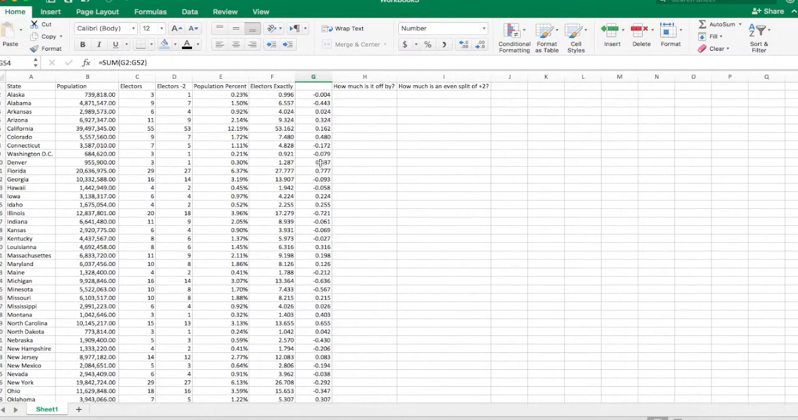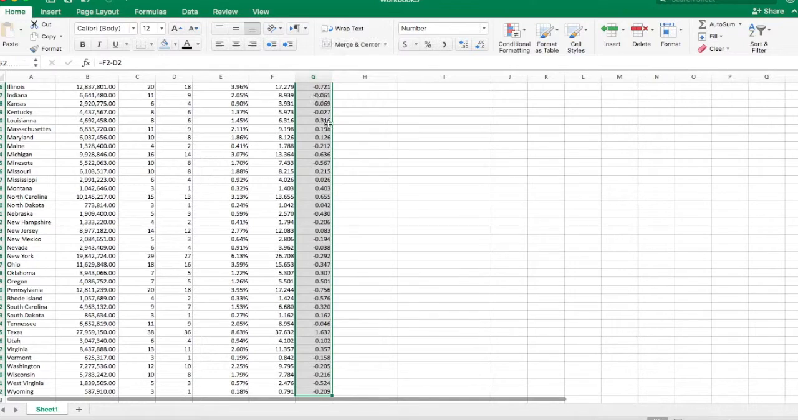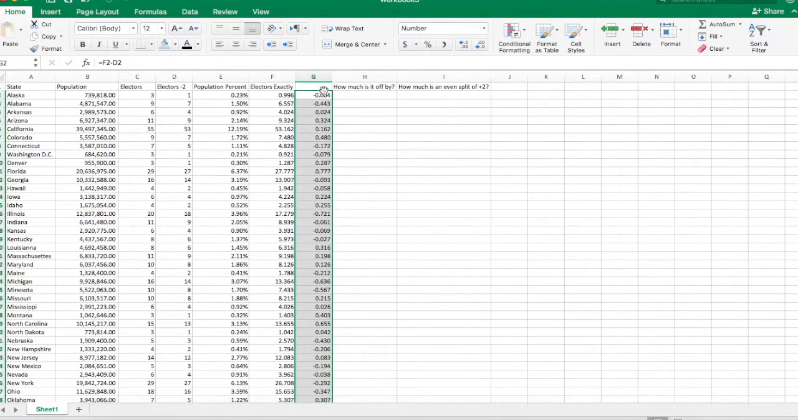So you'd have to add up all of the positive ones and then add up all of the negative ones and then add those together, and that's how much it's off by in total. And they wouldn't actually cancel out. So this is how much it's off by. So let's move that over one.